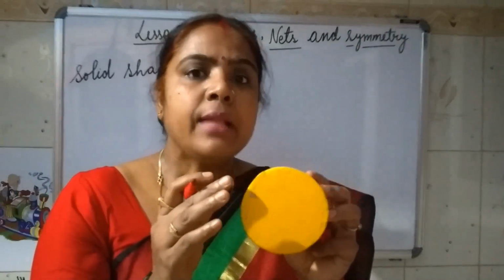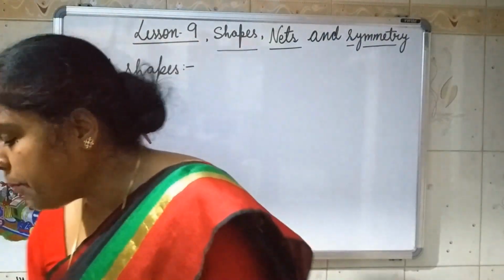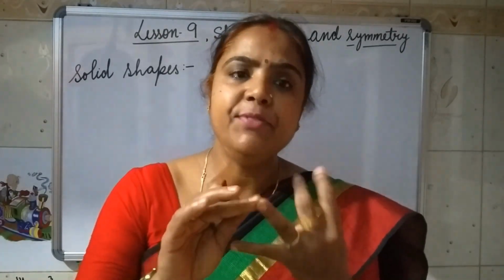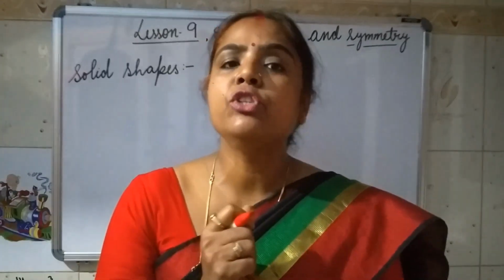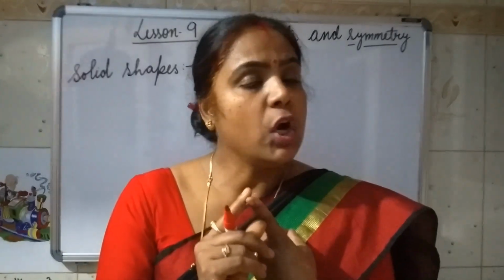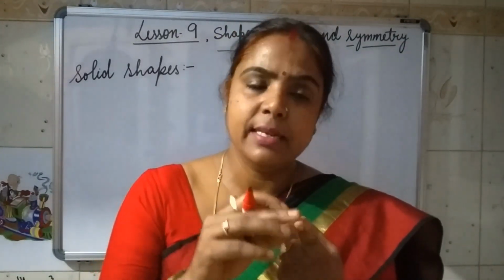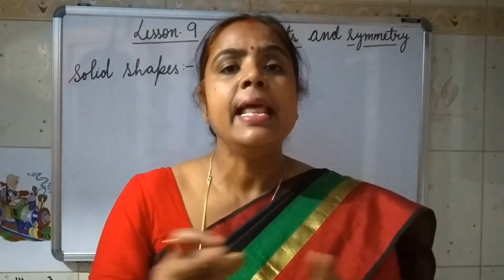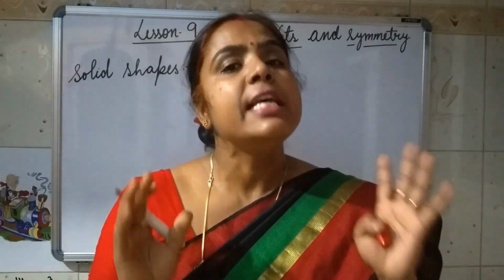Now, let me just recall it. What is the top view of a cube? All the views, either top view, side view, or front view, all the views of a cube are the same. All the views of a cuboid are not the same. The top view and the bottom view are the same. The front views are the same, a rectangle, and then the side view is a square.